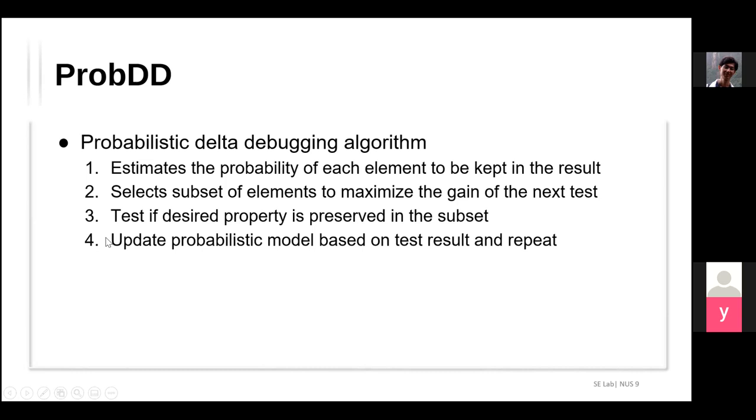Once you select the subset of elements, you test if the desired property is preserved, so whether it passes the test case or not. Either way, based on the test result, you update the model itself, and then you repeat this process of selecting a subset of elements.